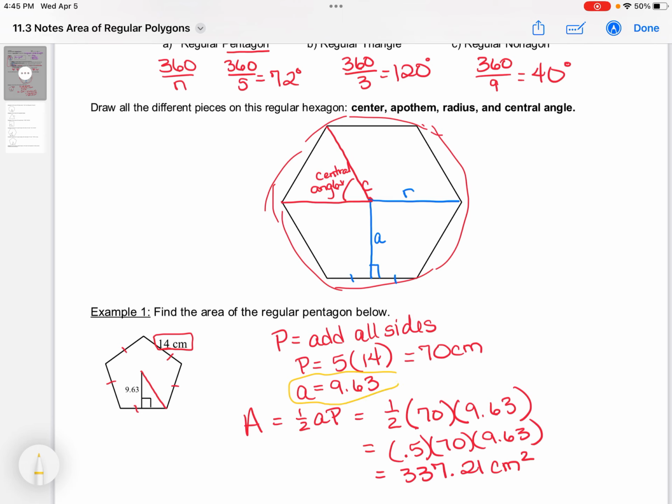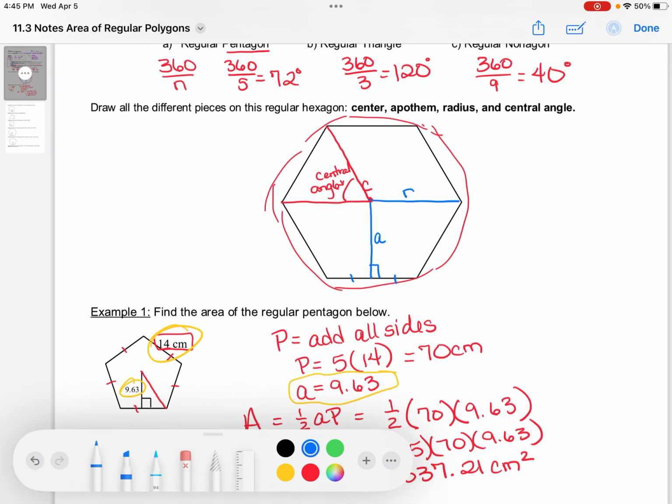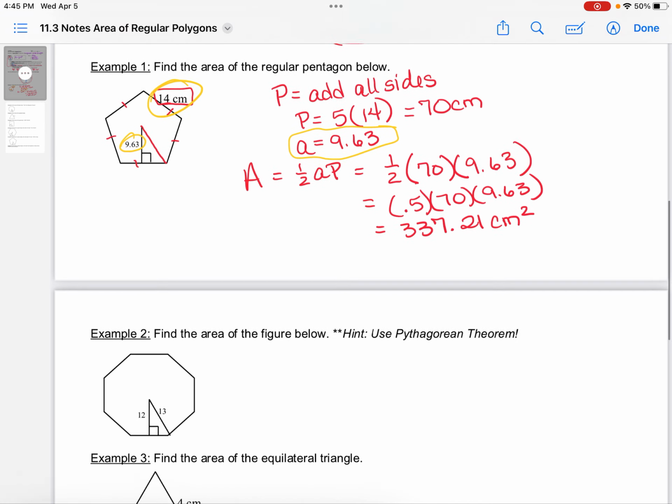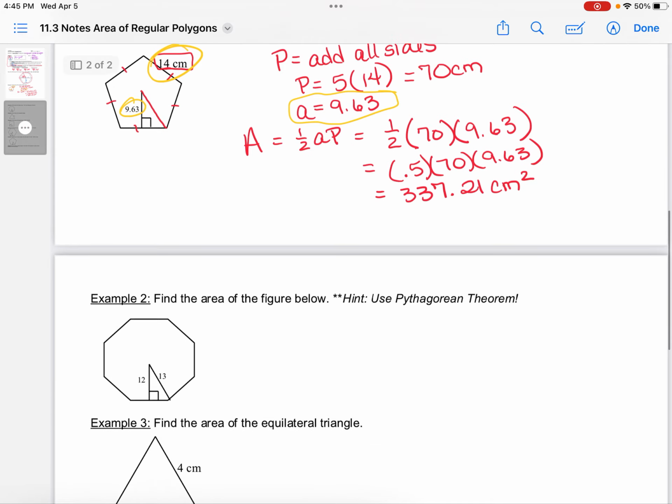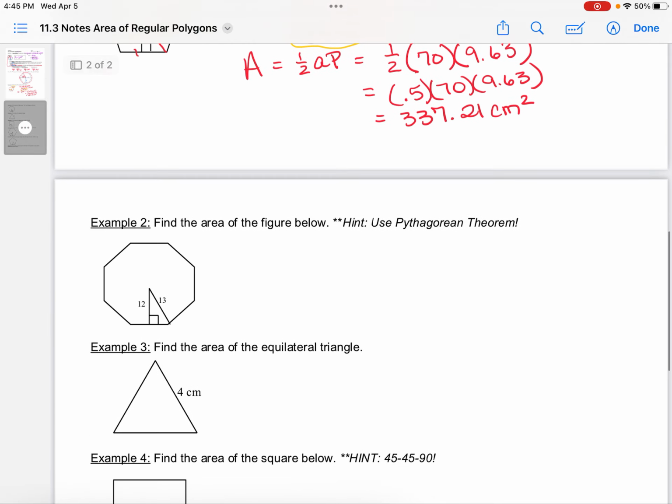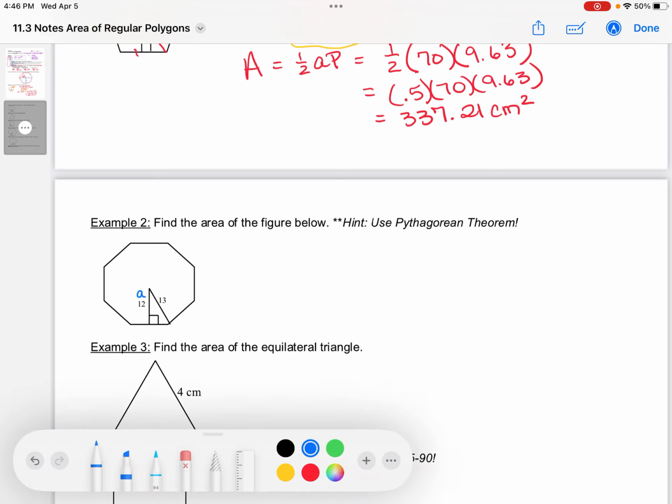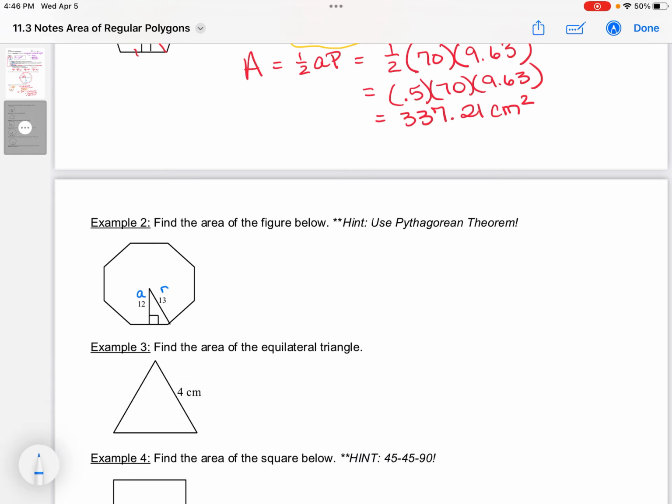So if you're given the apothem and a side, then it's easy to find the perimeter and find the area. But of course, we're not always going to make it that easy because what's the fun in that? All right, so for the next one, we have the apothem, little a, that's 12. The radius is 13. And of course, you see our little triangle we have here.